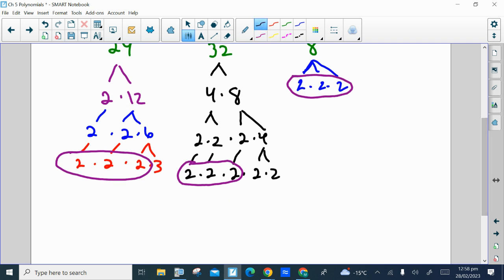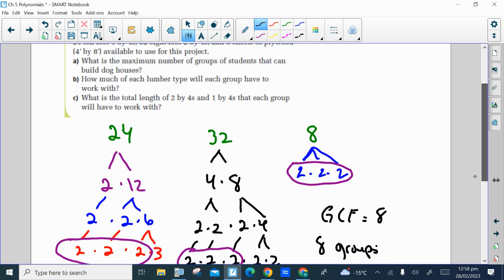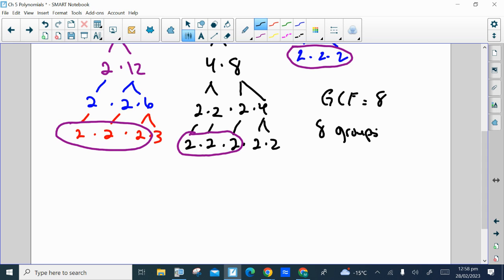So our greatest common factor is 8, which again means that we are going to have 8 groups to build these, is it birdhouses? Dog houses, sorry. 8 groups to build 8 dog houses. Each group will build a dog house.